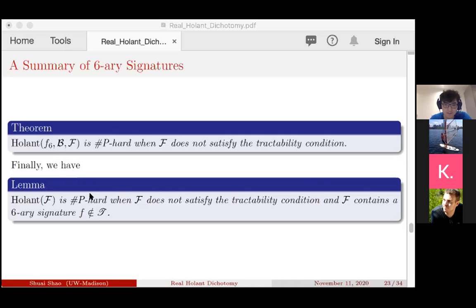So now we are done with the case of 6-ary signatures. So far, any questions?